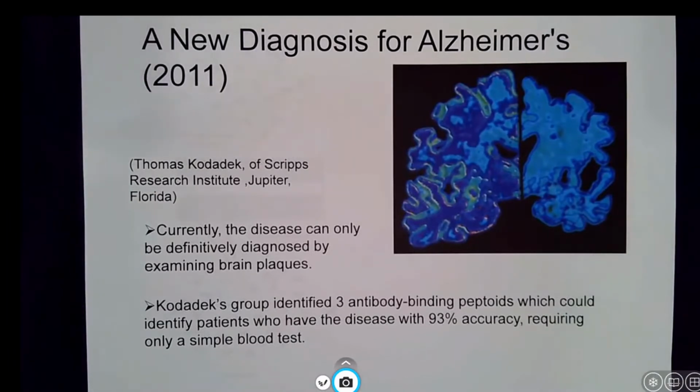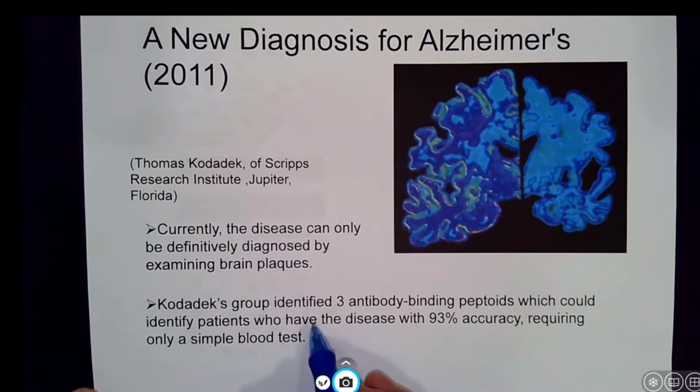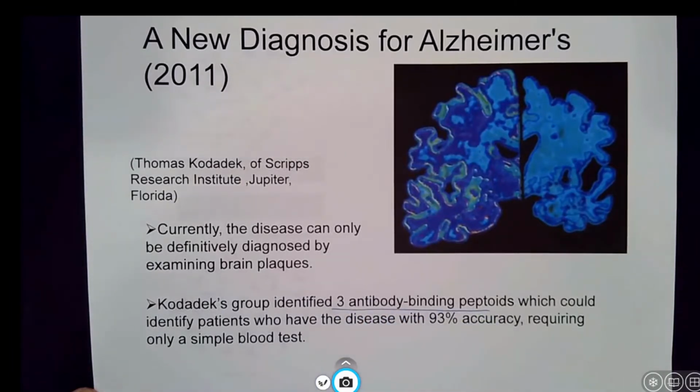Alzheimer's is characterized by brain plaques, and this often results from proteins that aggregate and form insoluble fibrils, which can lead to memory loss, and then deterioration of the brain and coordination in the body. Thomas Kodatic, a researcher in the United States, identified 3 antibody binding peptoids which could identify patients who have the disease with 93% accuracy, requiring only a simple blood test.